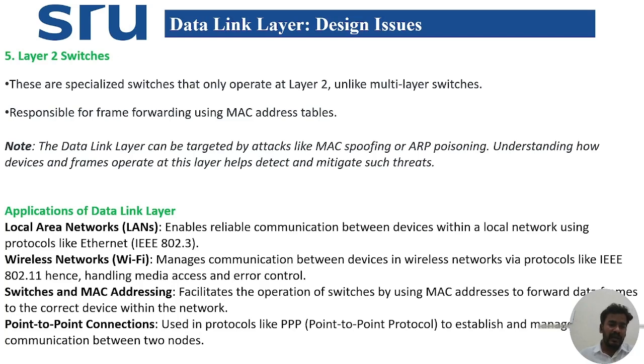And switches and MAC addresses facilitate the operation of switches by using a MAC address to forward the data frames to the correct devices within the network. Then point-to-point connections are used in protocols like PPP to establish and manage direct communication between two nodes. So these are the applications of the data link layer.